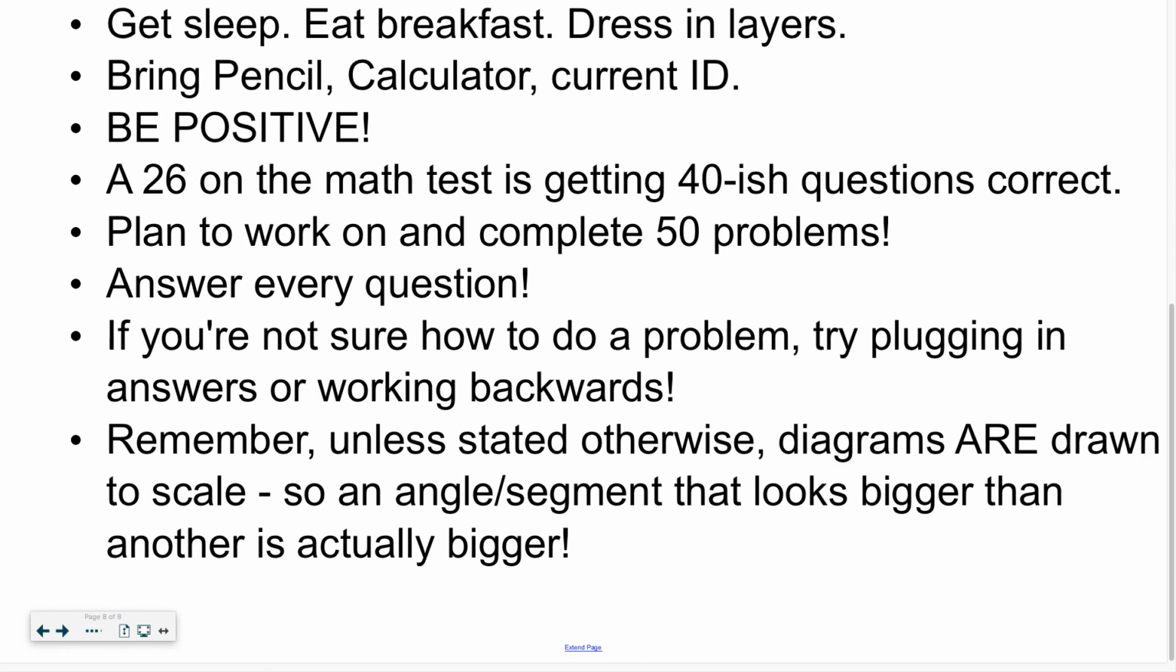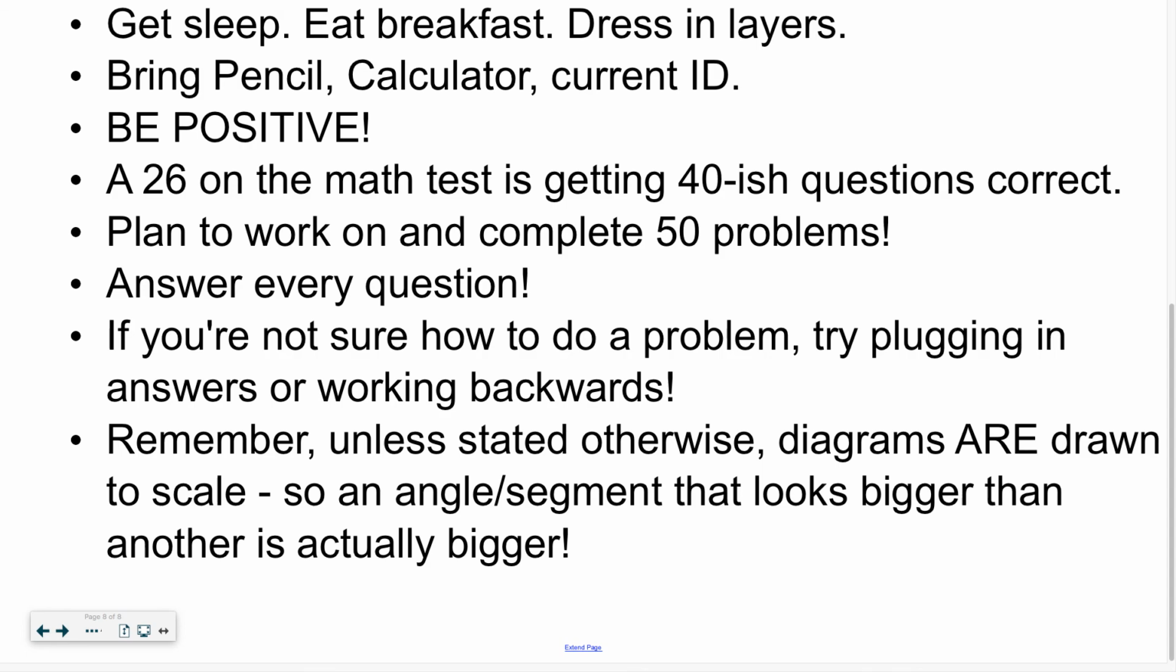Mathematics. If you're not sure how to do a problem, try working backwards from the answers, plugging them in, crossing off things that don't make any sense. Reminder: on anything geometric, if you've got a visual there, unless they tell you otherwise, it is drawn to scale, meaning if something looks longer, it is longer. So if you solve and then that angle's smaller than something and it looks like it should be bigger, you want to resolve or rework that problem. Does that make sense? Okay.